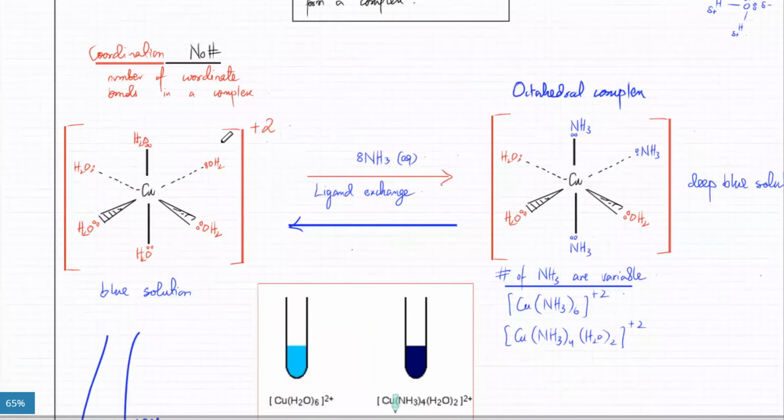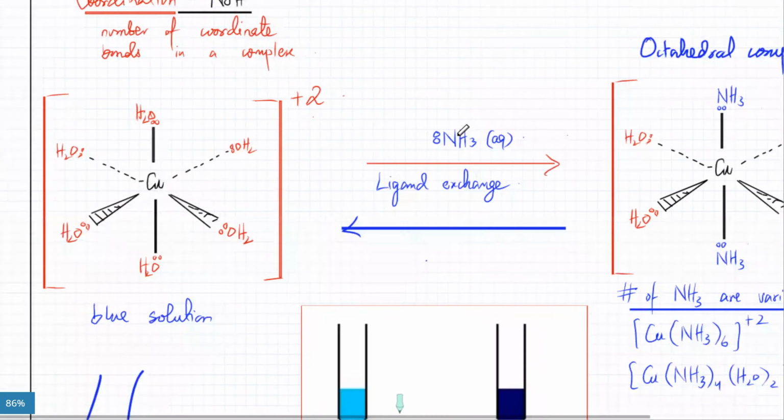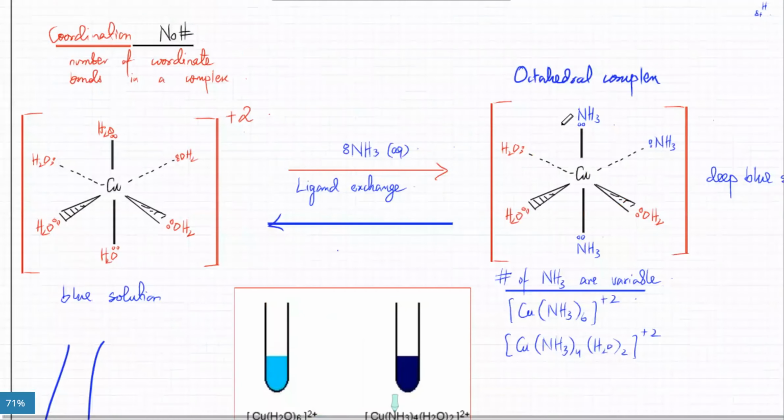Yes, sir. So now what happens is when you add, this is known as a ligand. This water molecule is known as a ligand. When you add an ammonia molecule to it, ammonia is a ligand as well. It's got lone pairs as well. So what happens is that the water molecules start getting knocked out and they start getting replaced by ammonia molecules. So that is known as a ligand exchange reaction.